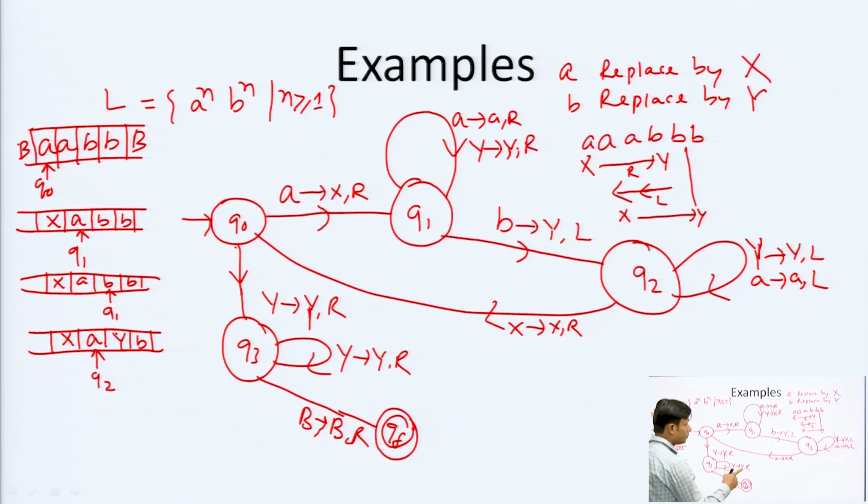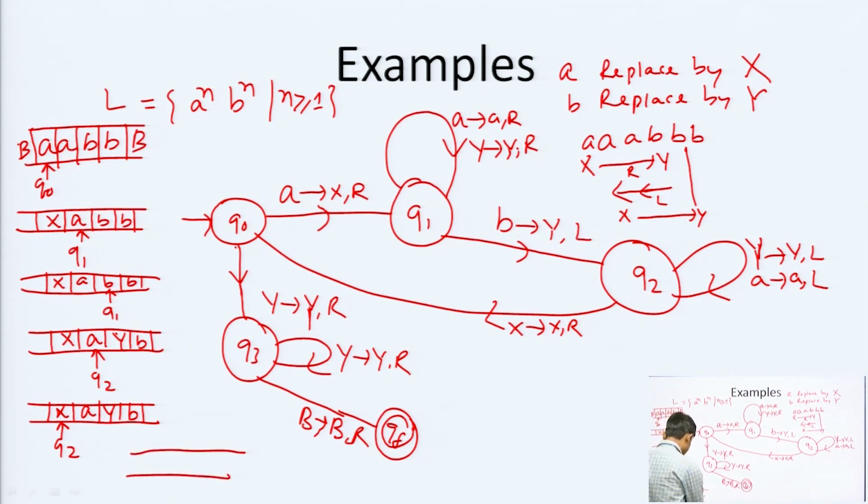Now, you have q 2 a. What you have to do? Again you have to go left, this is x, then a and this is y, then b. So, now q 2 points to x, because when q 2 a, you keep a as on the tape and move left. So, q 2 x. Now you check, if q 2 x is there, what you have to do? It is q 2 x, means x will be there and move right.